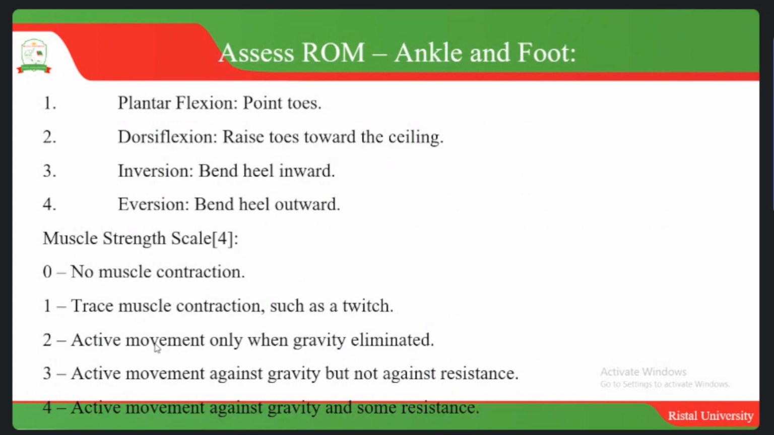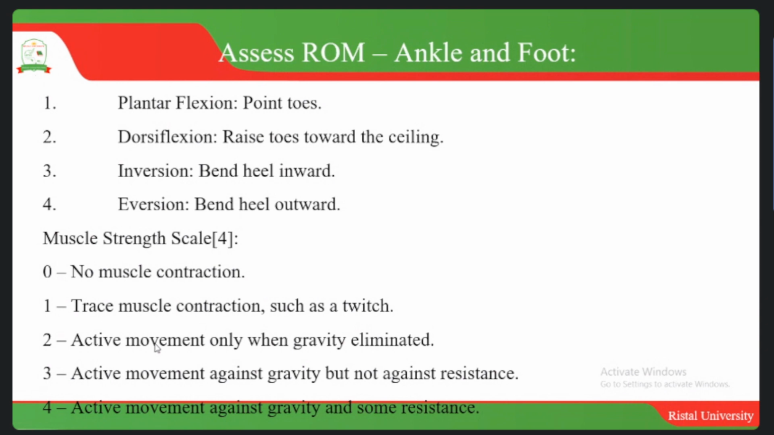So we want to look at the ankle and the foot. You also need to look at this and see whether they have good range of motion. The plantar flexion: you tell the patient to point the toes. Pointing the toes is just for him to make his toes straight and point them out from his foot. And then the dorsiflexion: you raise the toes towards the ceiling. Tell him to raise his toes up and see.